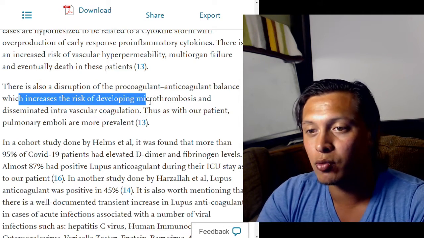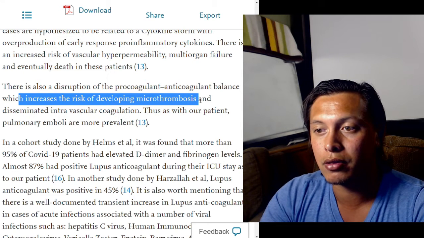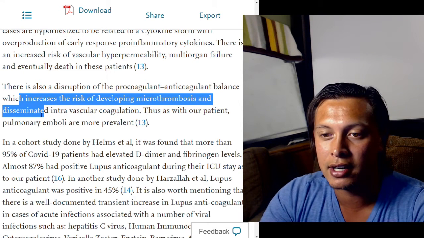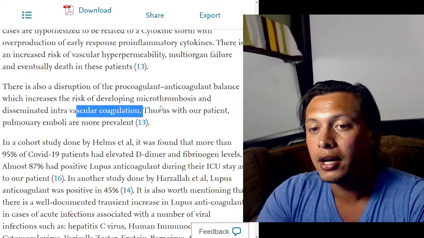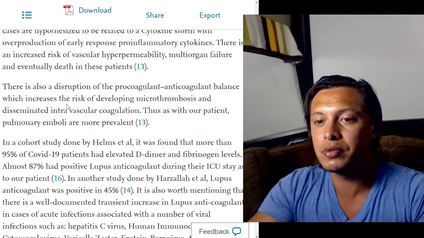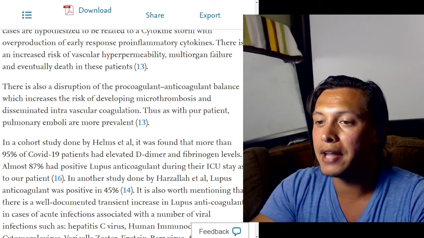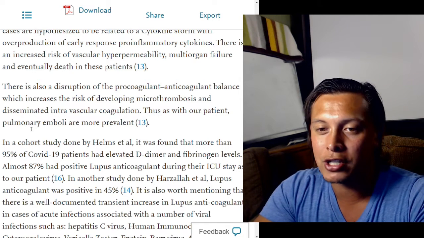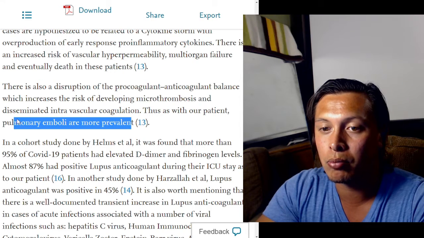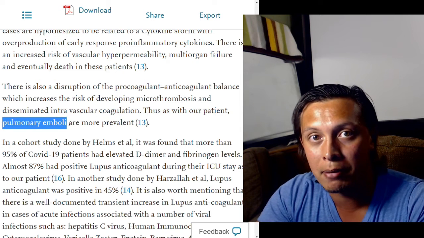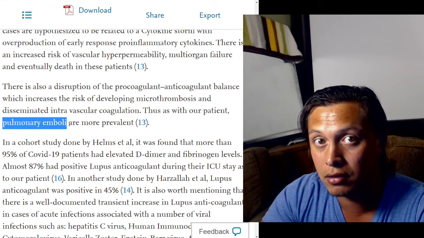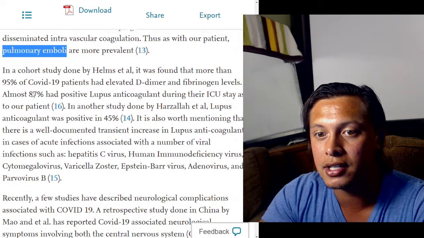Anyways, this increases the risk of developing microthrombosis and disseminated intravascular coagulation. So spread out coagulation throughout the entire vascular system. And thus, as with our patient, pulmonary emboli are more prevalent. So they found the pulmonary embolism in the lungs through that CT scan.